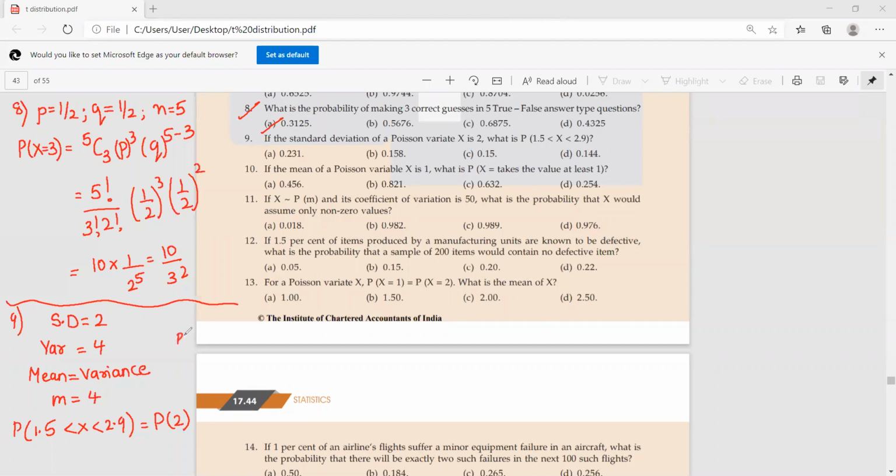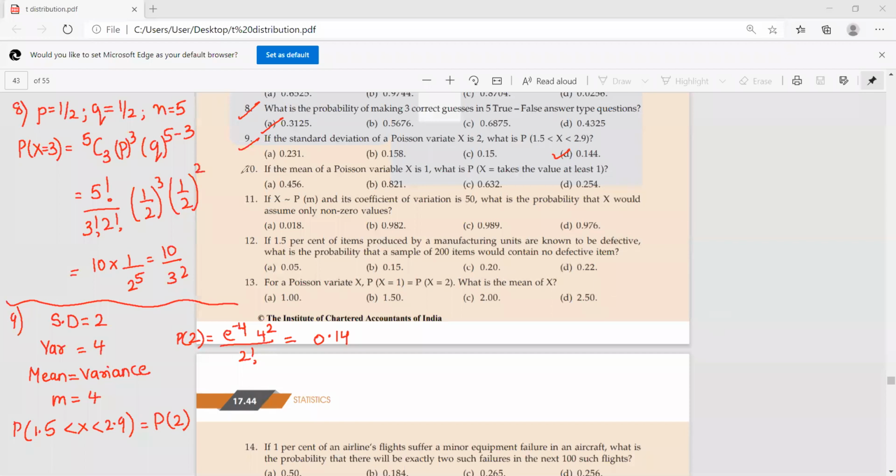So we will quickly find P of 2. P of 2 will be e to the power minus m, m to the power 2 divided by 2 factorial, correct? So similar kind of work we have done, correct? So it turns out to be 0.146 approximately. So it should be D.